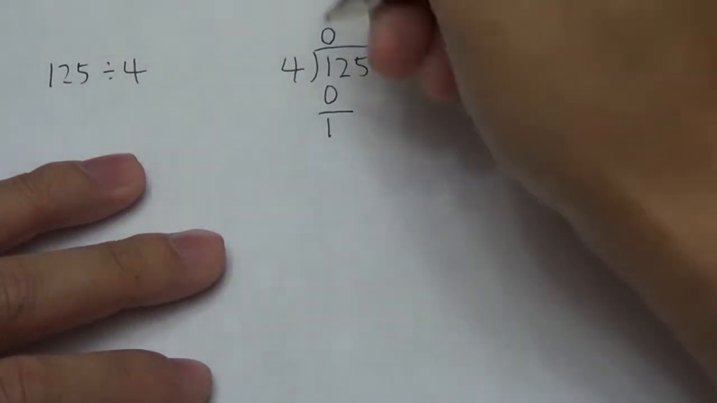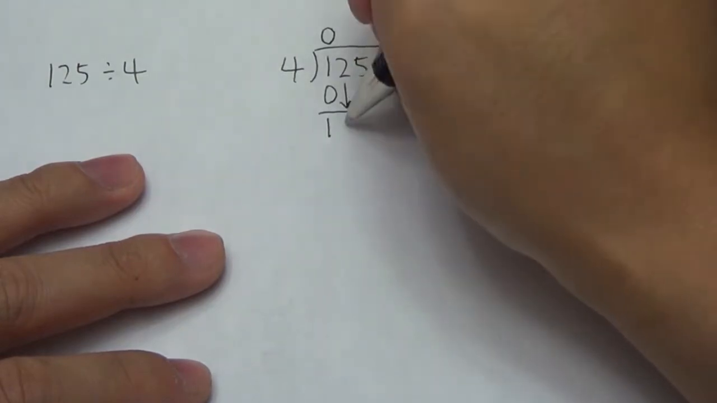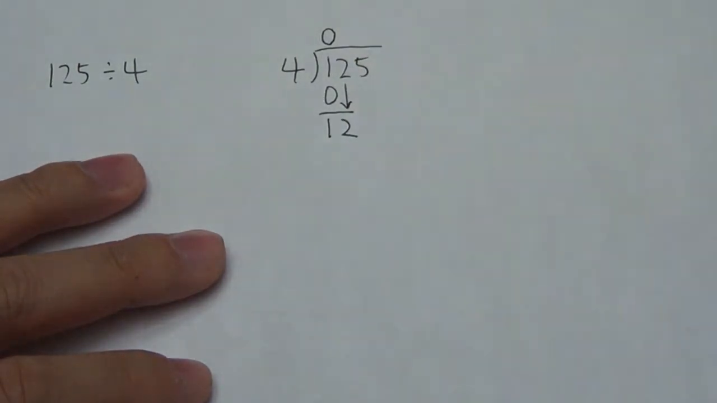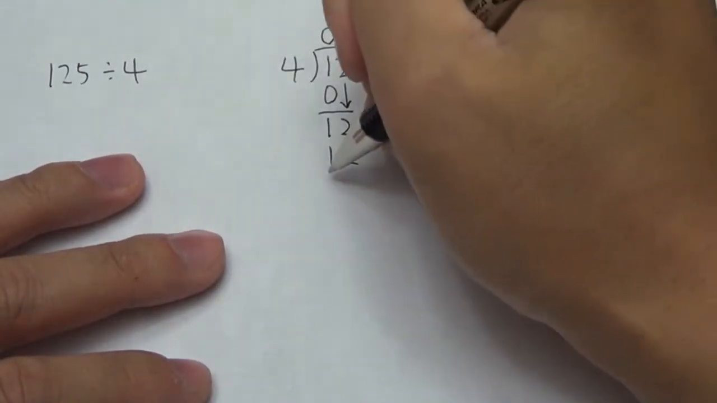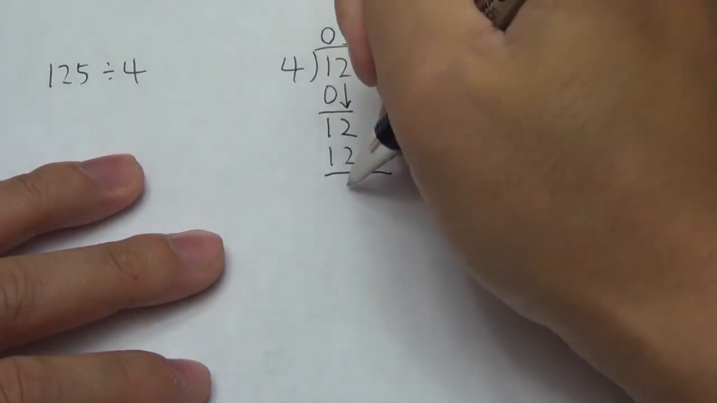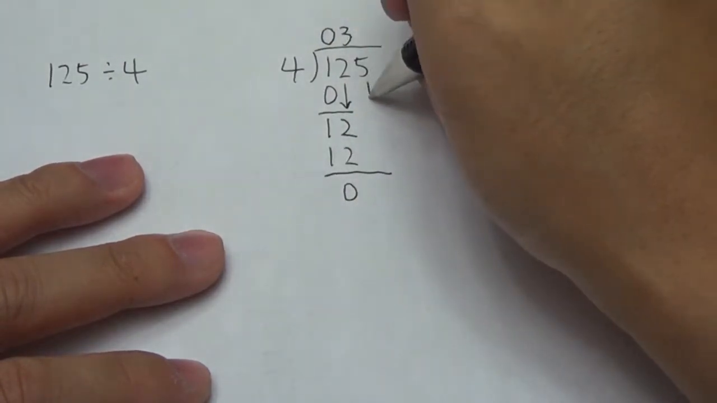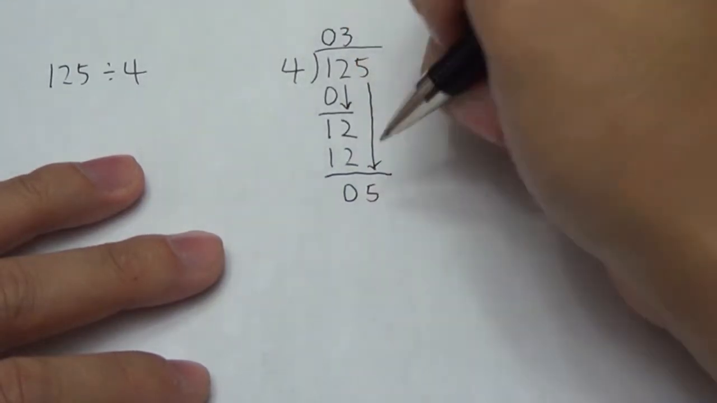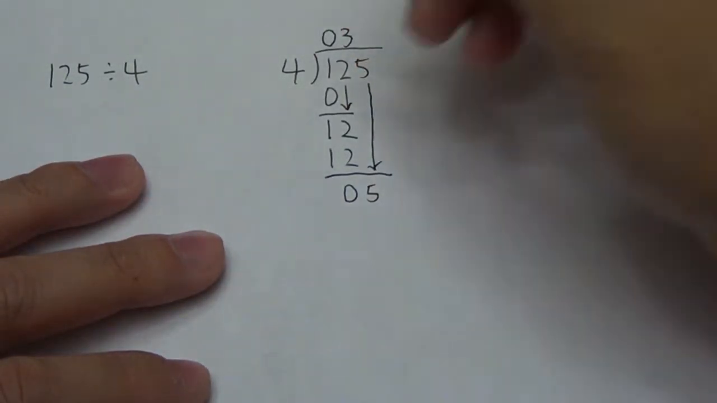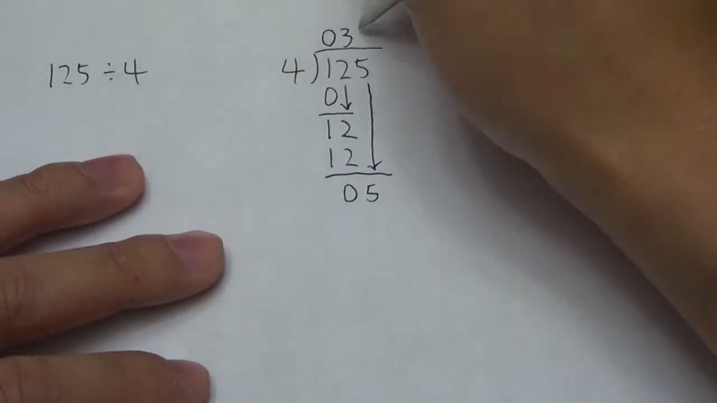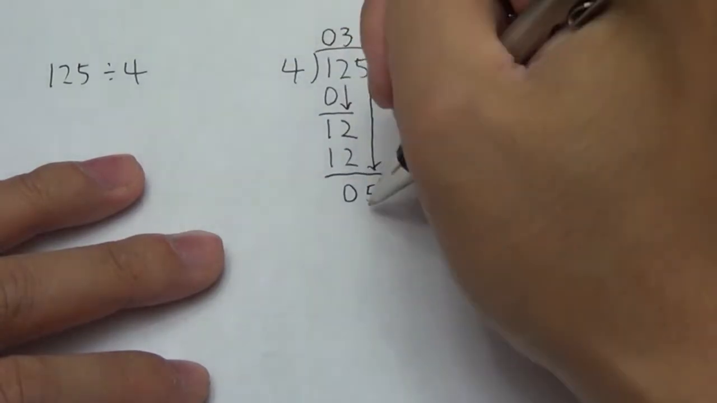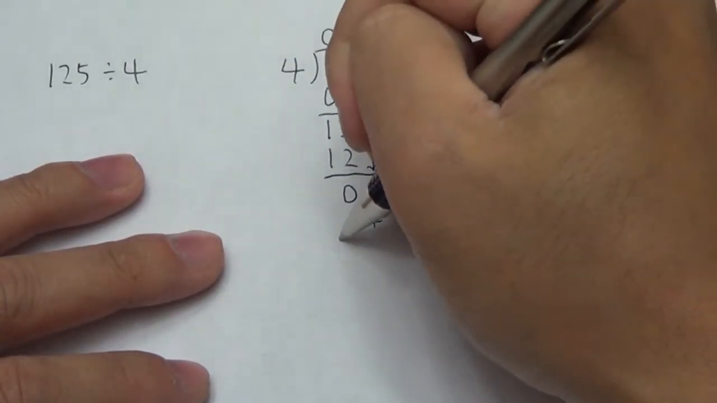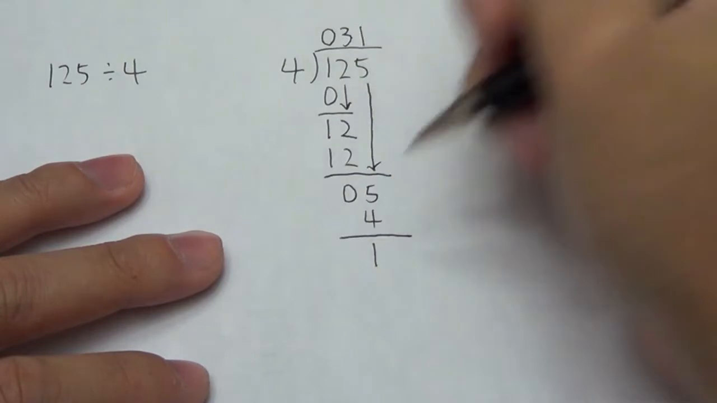Then I move on to the next number by pulling it down. Together I have 12. So 4 can go into 12 3 times, because 3 times 4 is 12. I am left with 0, but after I pull down the 5, now I have 5. 4 can go into 5 one time without going over, because 1 times 4 is 4, and that leaves me with a 1.